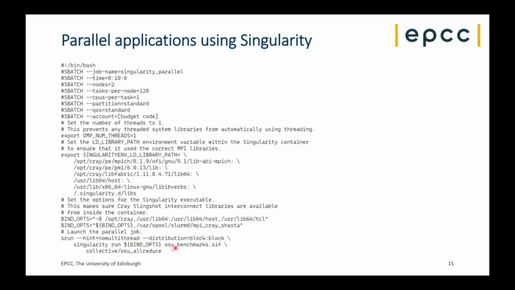And there's an example of doing that here with one of the containers we have already pre-compiled for ARCHER2. It is one that does MPI benchmarking, so network benchmarking, which you can do there.